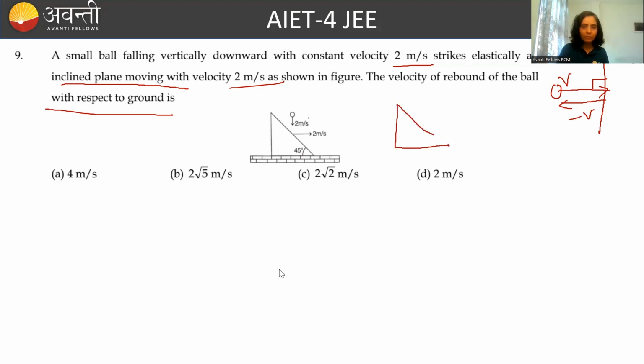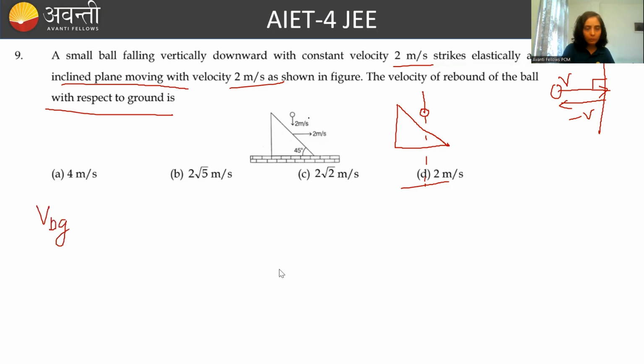There is a wedge and the ball is falling vertically down. It doesn't seem like it is falling perpendicularly to the wedge. It is falling perpendicularly to the ground, not to the wedge. But let's see, is it the case? Because here the wedge is also moving. So let's first see what the velocity of the ball with respect to the wedge is. If we use the relative velocity concept here, the question will be very easy. So let's use it now.